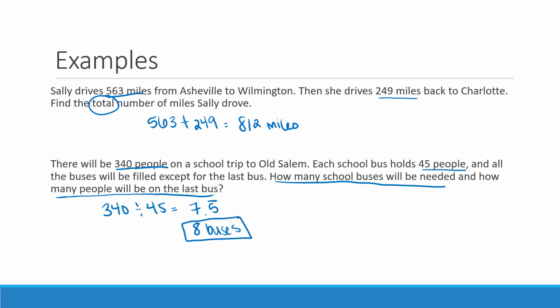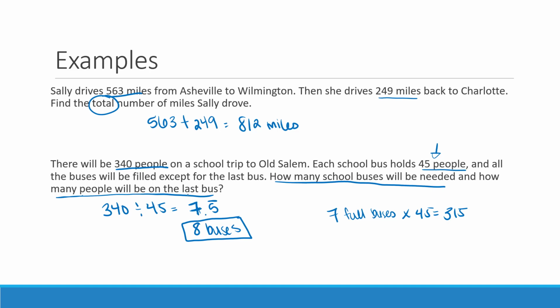Now, this is the tricky part. How many people are going to be on the last bus? Please don't say 0.5 people, because y'all, we don't have 0.5 people. That isn't how it works. Now, think about what we got here with 7.5. That means that 7 buses are going to be full. Then we got to figure out what this decimal represents here. Well, each bus holds 45 people. So if we take those 7 full buses and we times them by 45, we know how many people altogether we have on those full buses. 7 times 45 gives me 315.